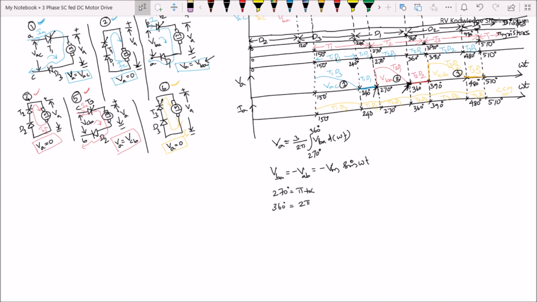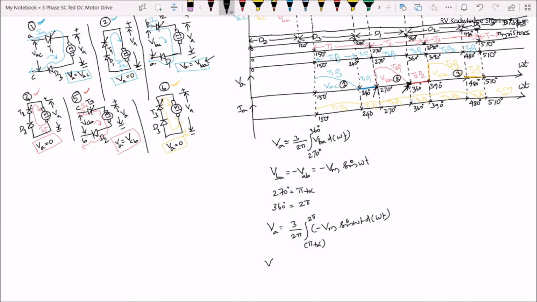So after substituting all this in the above expression, we will get VA is equal to 3 by 2 pi integration of, instead of 270 we are going to substitute pi plus alpha, and instead of 360 degrees we are going to substitute 2 pi, and instead of VBA we are going to substitute minus VAB. That means minus Vm sine omega t d of omega t.